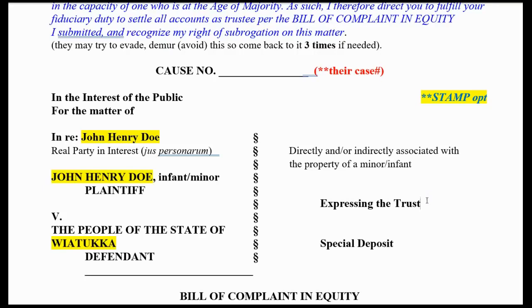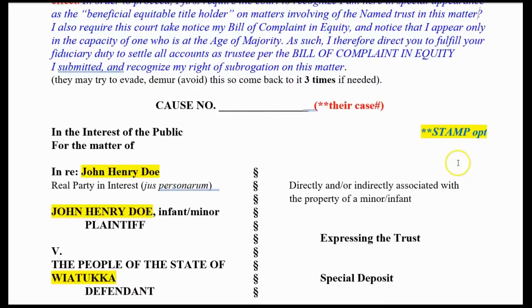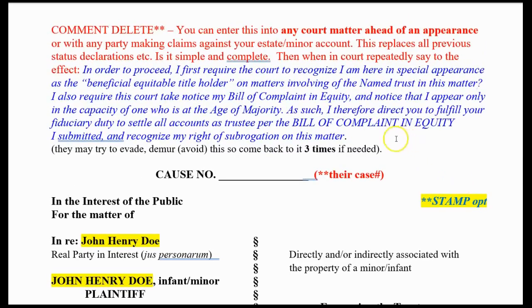That's the key. Stand on it. In your next appearance, you say, "Well, I'm not here to do all that other gobbledygook, but I'm here before I can proceed." And require the court to recognize I'm here by special appearance as the beneficial equitable title holder on matters involving the named trust. And that would be your name, right? And the case. I also require this court to take notice of my bill and complaint of equity, this document here, and you hold a copy up if you have to. They'll try to ignore it. Always have an extra copy. And notice that I appear only in the capacity of one who is at the age of majority. As such, I therefore direct you to fulfill your fiduciary duty to settle all counts as trustee per the bill of complaint and equity, per this directive. You've already given them. I submitted and recognize my right of subrogation in this matter. That's just simply saying I have a right to come in here and take my position.